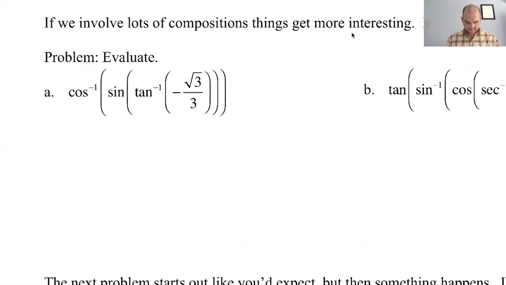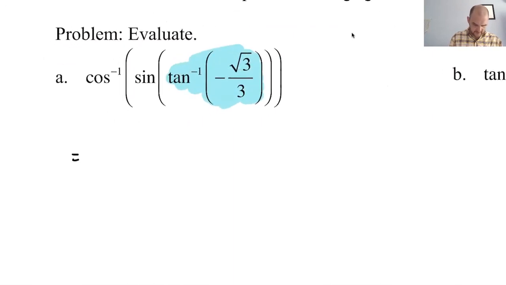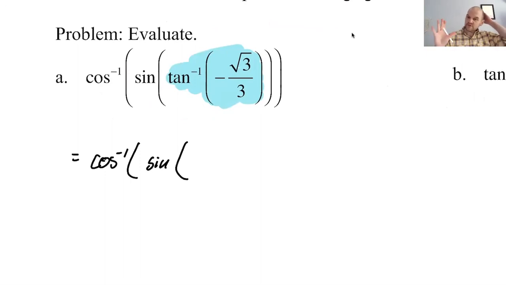So here we go. We've got compositions of more than just two functions. I'm going to go through it a piece at a time and see what I can do. First, I want to find the inverse cosine of the sine of the inverse tangent of negative root 3 over 3. I recognize that. So the first thing I'm going to do is deal with this. That means this is going to be equal to the inverse cosine of the sine of, well, what angle is that? It's either from the first or the fourth quadrant.